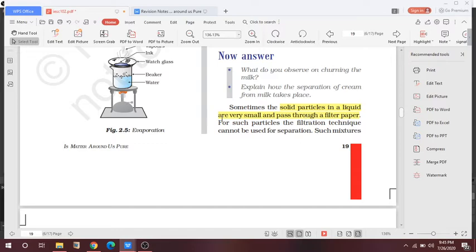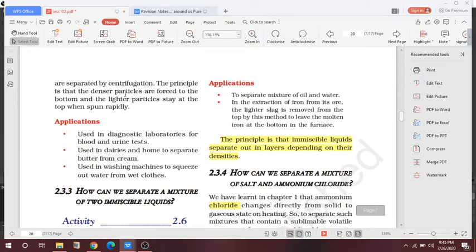In these mixtures, the solid particles in a liquid are very small and pass through the filter paper. After the centrifugation process, we pass it into the filter paper, है ना. For such particles, the filtration technique cannot be used for separation. Such mixtures are separated by centrifugation.